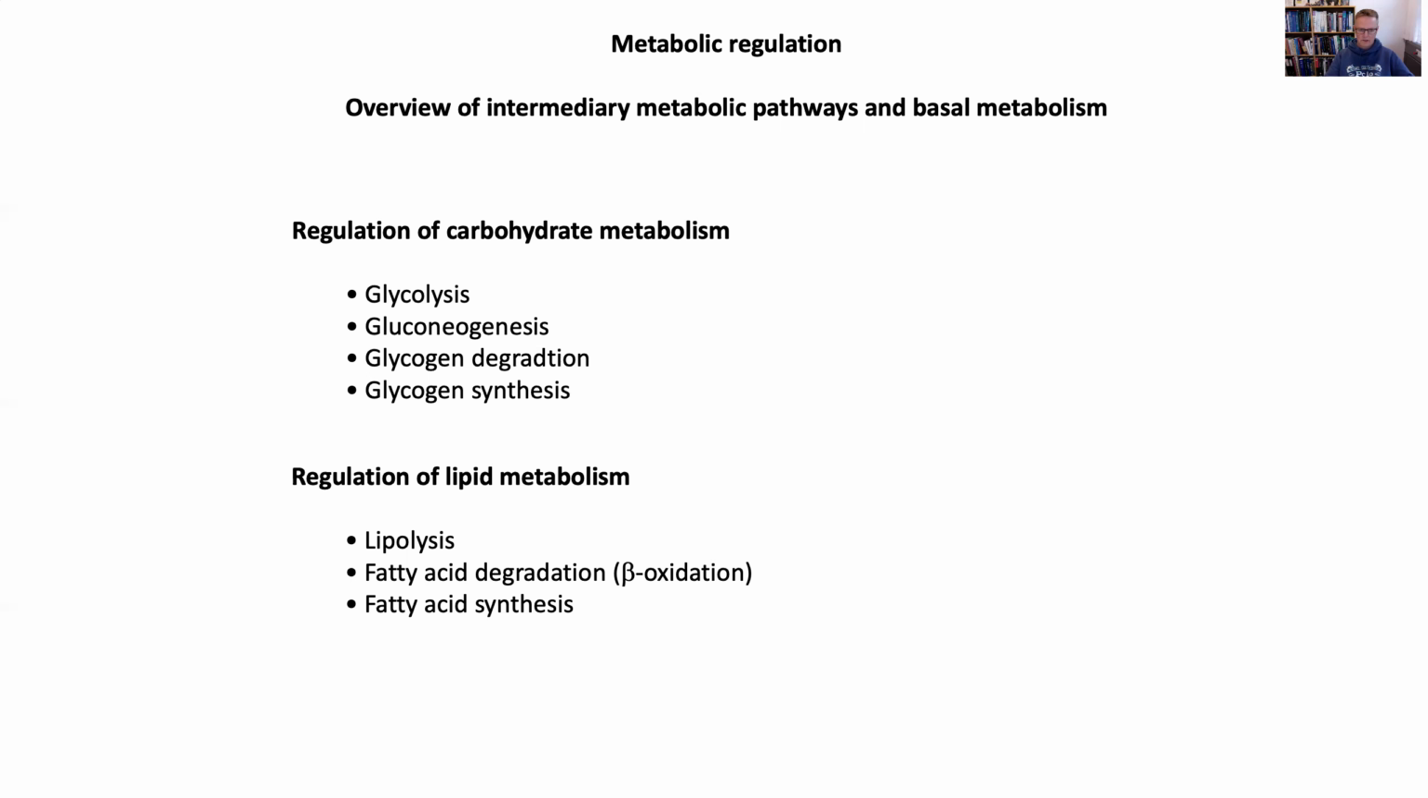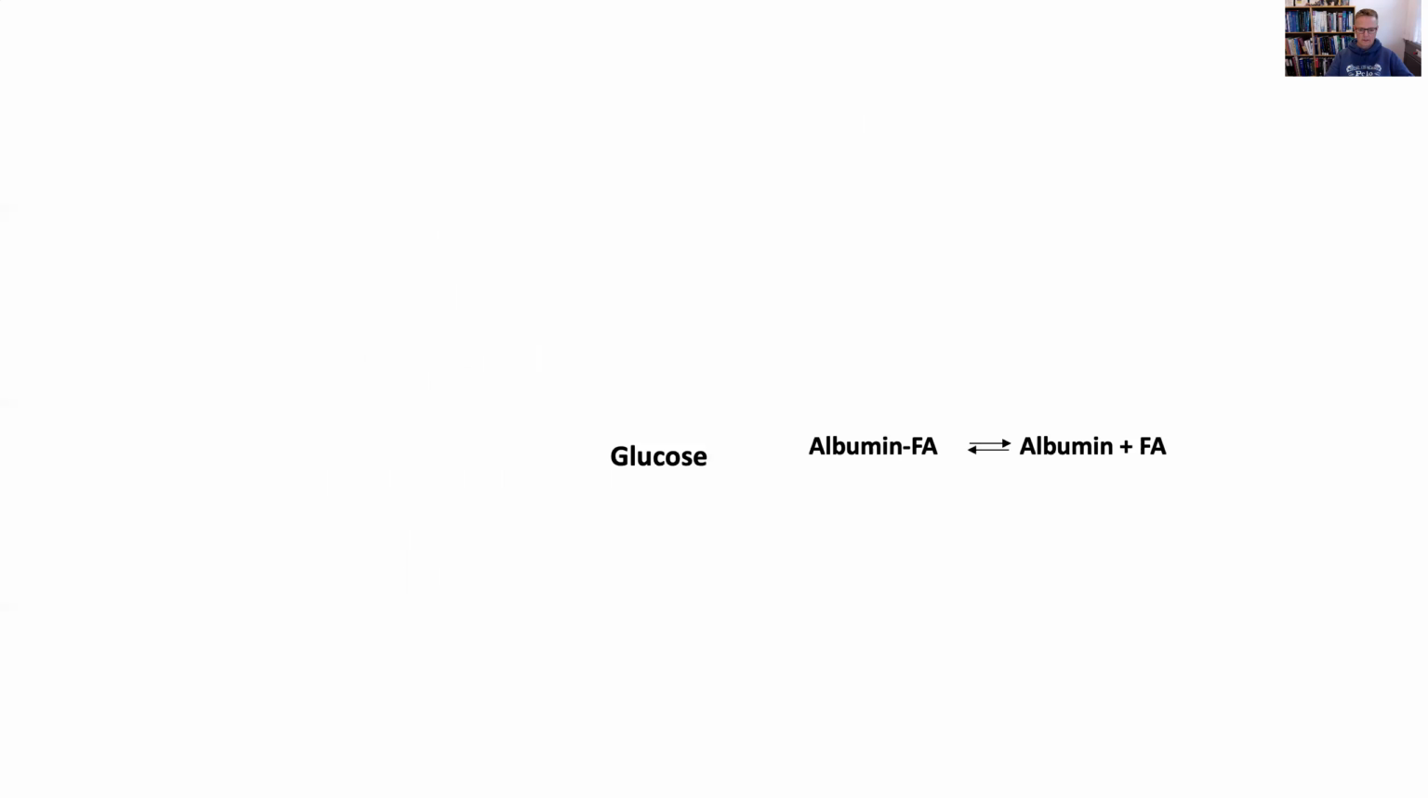So to begin with, we need to understand how we deal with two of the primary energy substrates that we use on a daily basis. And this is, of course, glucose and fatty acids. And fatty acids, as you know, will be bound primarily to albumin. So we need to understand how we actually regulate the levels of glucose and fatty acids in order to control how the energy expenditure in the different tissues and systemically is regulated.